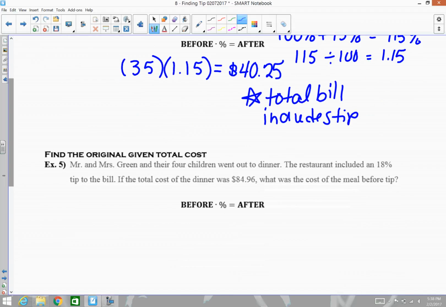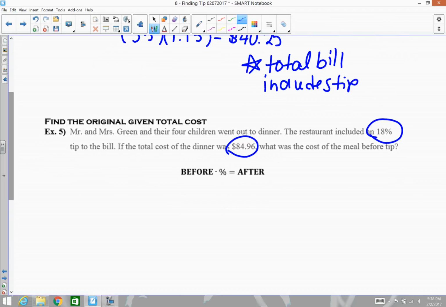Mr. and Mrs. Green and their 4 children went out to dinner. The restaurant included an 18% tip to the bill. If the total cost of dinner was $84.96, what was the cost of the meal before the tip? Okay, so sometimes when you have a large party, generally more than 6 people, the restaurant will include the tip for you. And you might want to know, well, how much did the food cost before I paid that 18% tip? So what's missing here is the before.